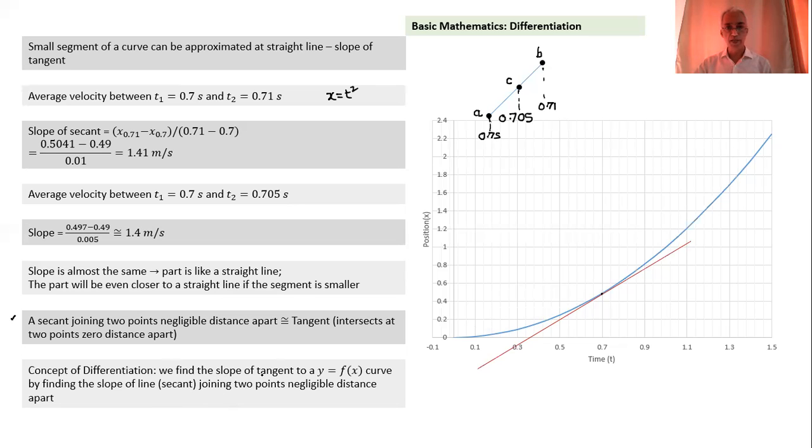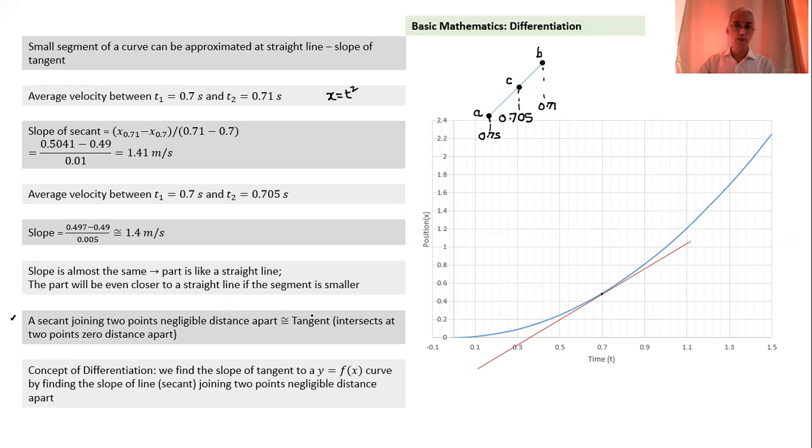So the concept of differentiation: the slope of a tangent to a curve is found by finding the slope of a secant joining 2 points a negligible distance apart. Let's apply this concept. First we have understood why these slopes are equal, and under which condition the secant is almost equal to the tangent. Finding the slope of a secant is easy, finding the tangent's is not easy. Since a tangent has only 1 point, how do I find its slope?